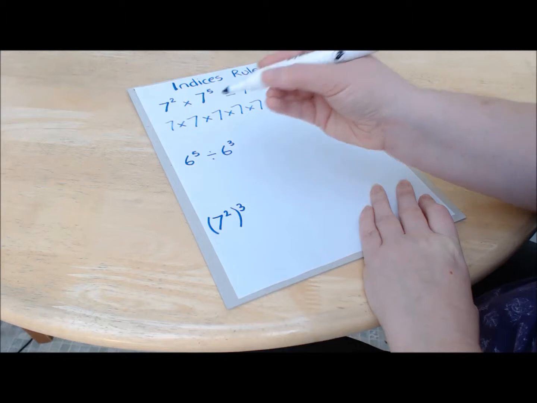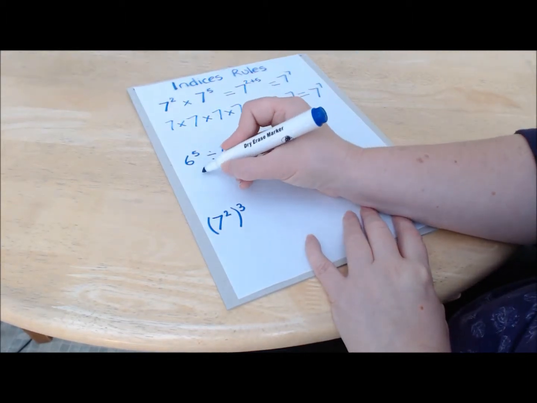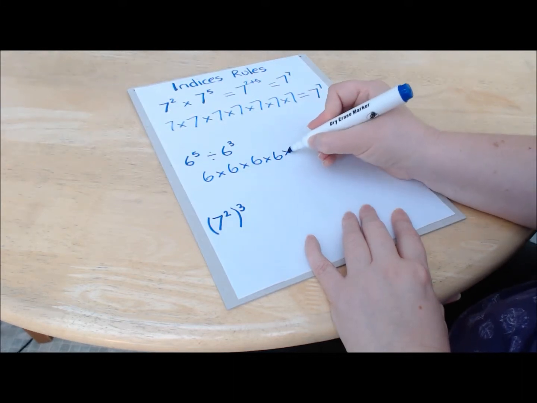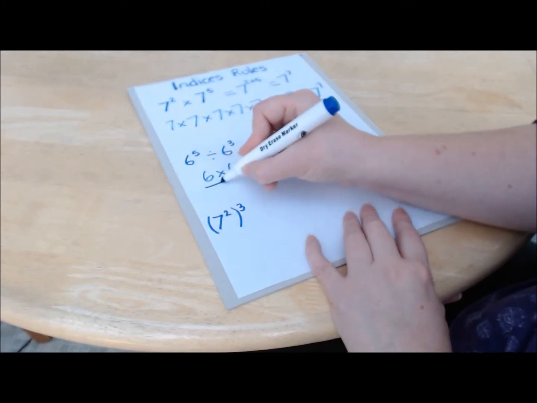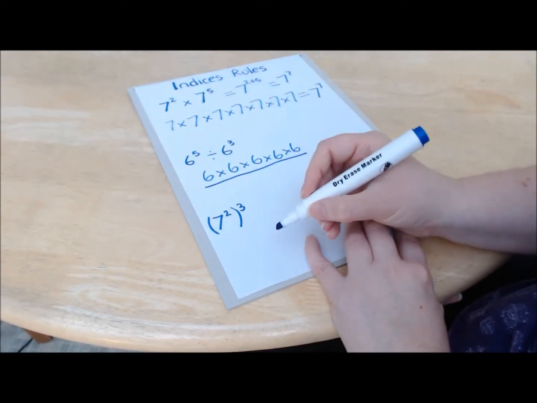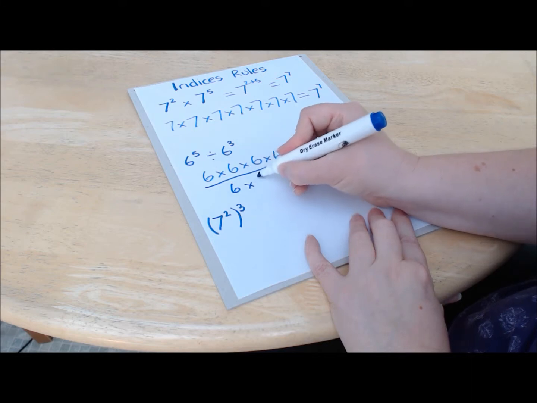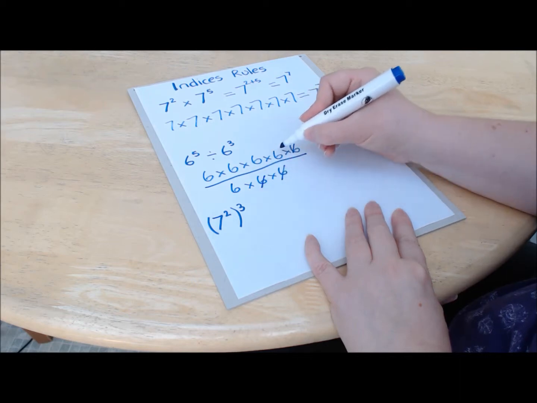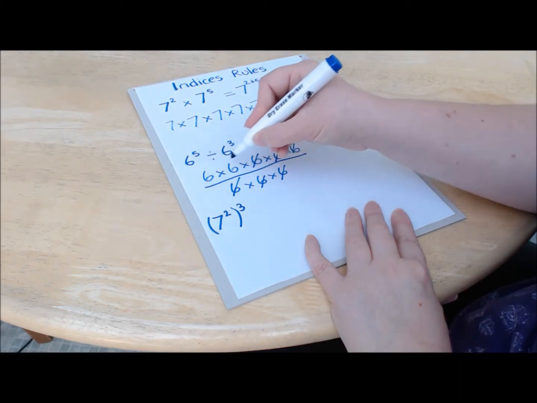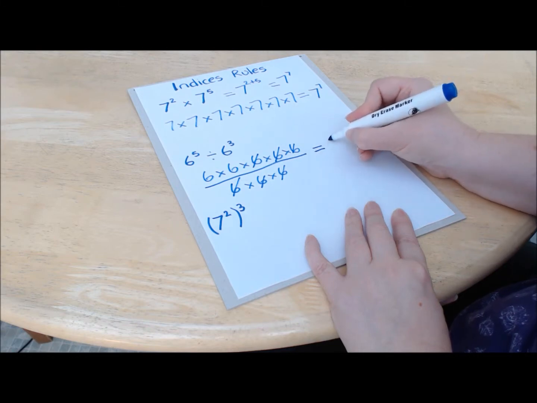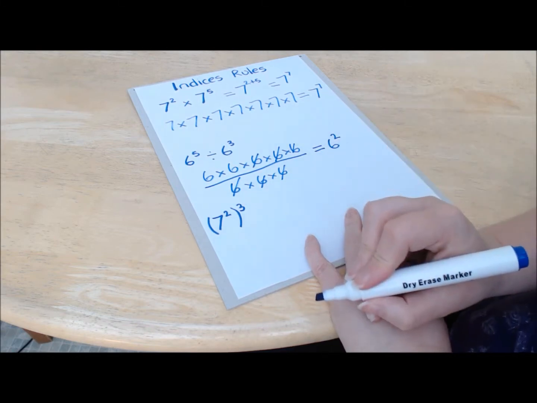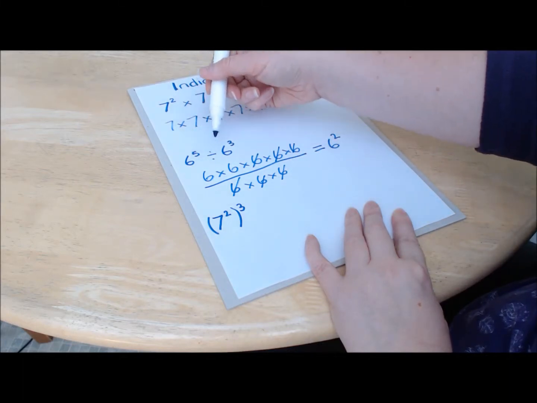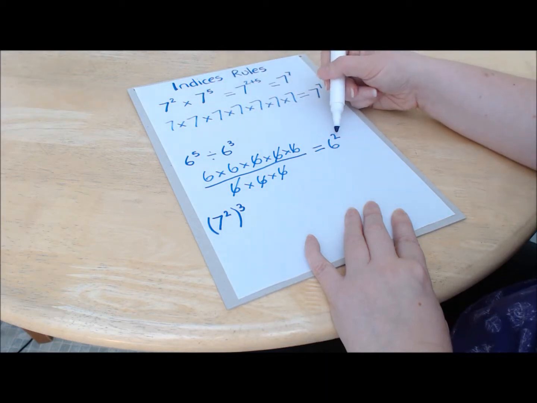So this time we've got 6 to the power of 5, which is 6 times 6 times 6 times 6 times 6, and we're going to divide it by 6 to the power of 3. So 6 times 6 times 6. So we can cancel that with that, that with that, that with that, and we can see that we're left here with 6 to the power of 2. So again, if we look at the original, we've got 6 to the power of 5 divided by 6 to the power of 3, and we end up with 6 to the power of 2.